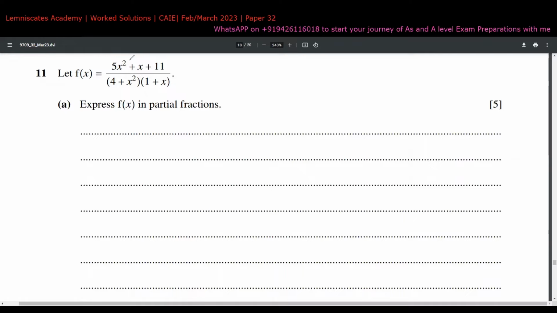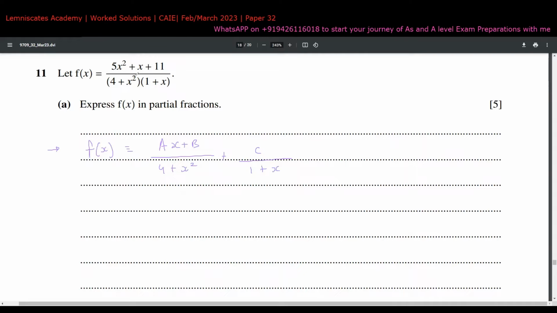So now we are having this kind of format of the algebraic division, where one of the factors in the bottom is a quadratic factor and one is a linear factor. Then there is a specific way to open this. What is this way? I can say that f of x is the same as writing (ax plus b) divided by (4 plus x square) plus c divided by (1 plus x).